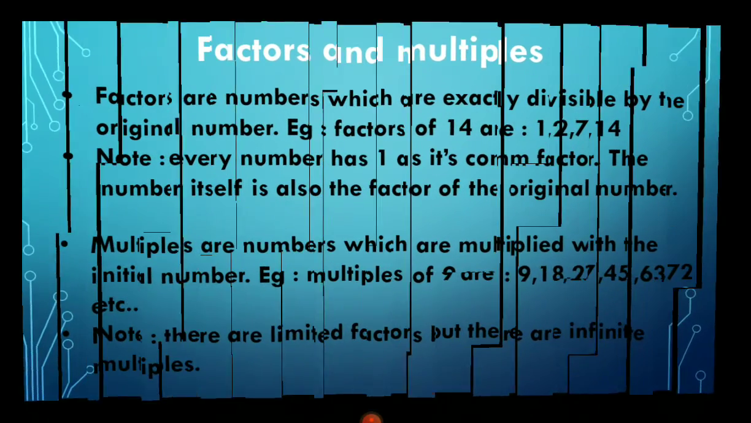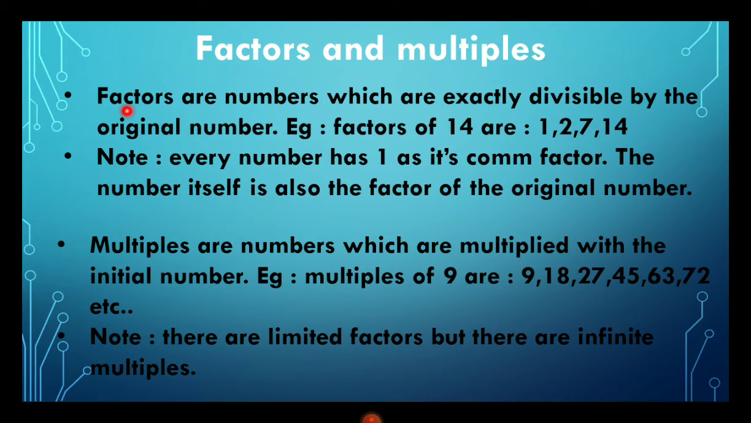Now let's look at factors and multiples. Factors. Factors are numbers which exactly divide the original number. Example, factors of 14 are 1, 2, 7 and 14. So see, 14. If I divide 14 by 1, I get 14. So it is divisible. If I divide 14 by 2, I get 7. It is divisible. If I divide 14 by 7, I get 2. It is divisible. And if I divide 14 by 14, it is 1.